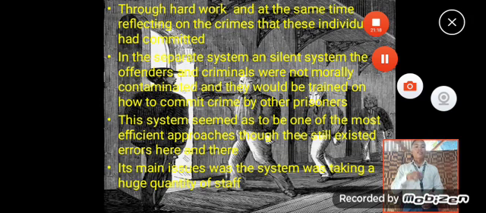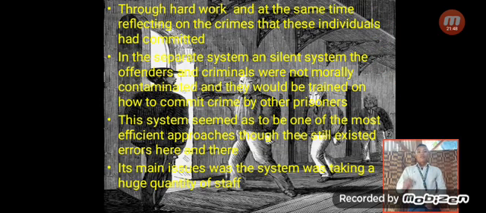One of the main issues with the Pennsylvania prison system was that as a system, it took a huge quantity of staff to keep the offenders from mingling with the rest, and because the offenders were producing goods individually, this made the production cost and rates a lot lower.